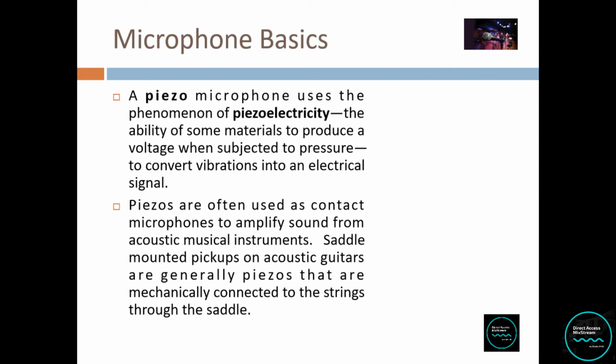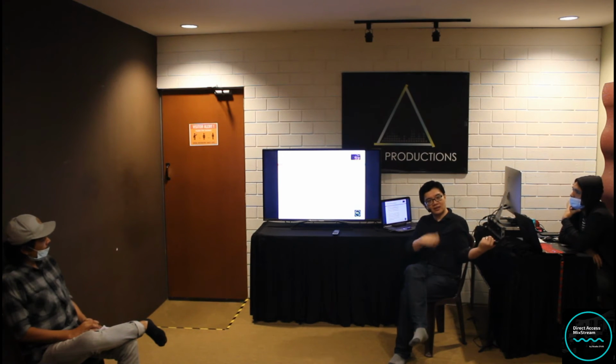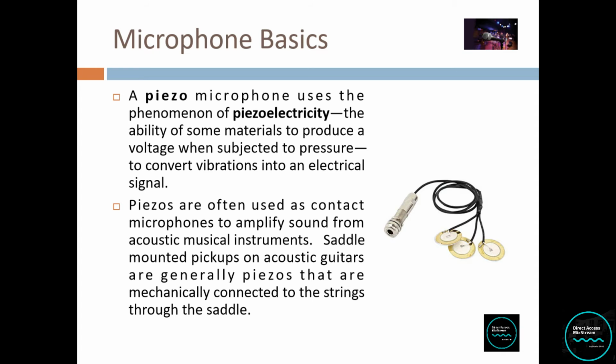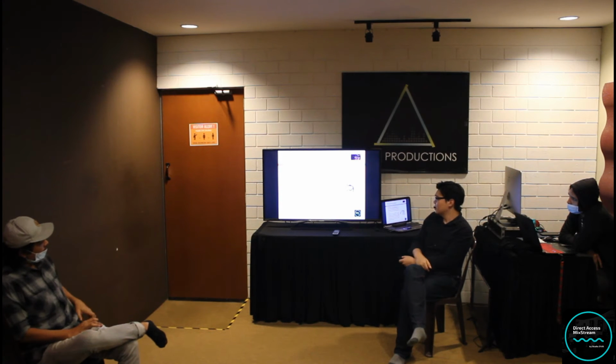So piezos are often used as contact microphones to amplify sounds from acoustic musical instruments. So you have your saddle-mounted pickups on acoustic guitars, acoustic instruments. Generally, these are piezos. It's mechanically connected to the strings under the saddle. So when you strum the guitar, the vibration goes to the saddle, the bridge, then the piezo pickup picks it up. Okay? So this is an example of a piezo, how it looks. Of course, there are many other designs. The piezo strips, some of them are straight, one strip like that. So this is more of a contact microphone. You see the three different contacts, and then they place it wherever in the instrument to pick up the sound. Okay, moving on very quickly.